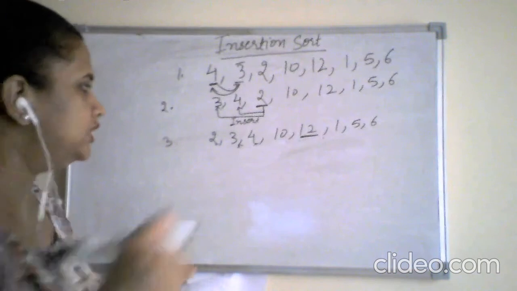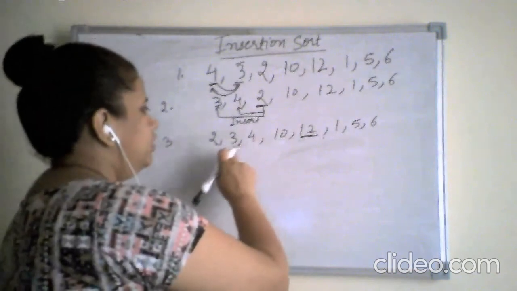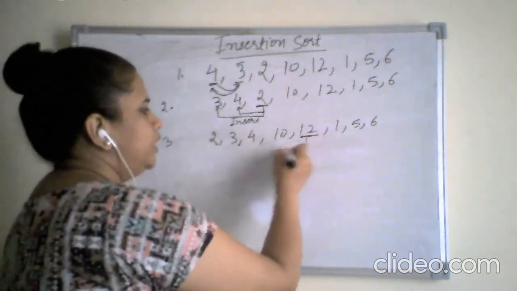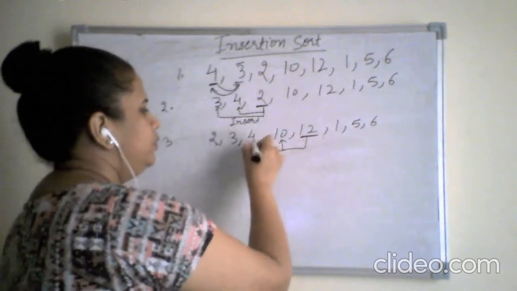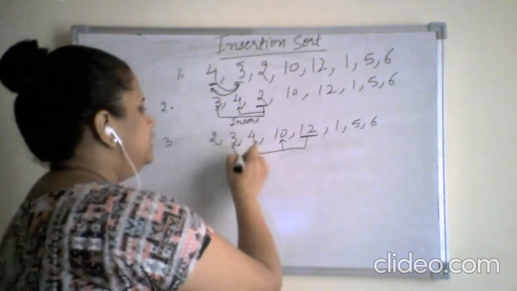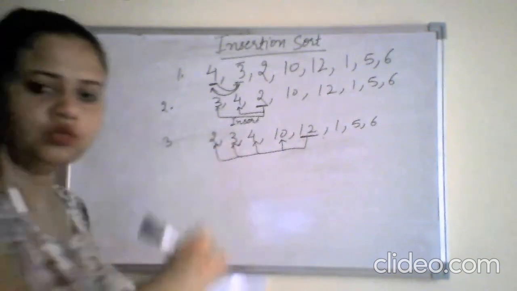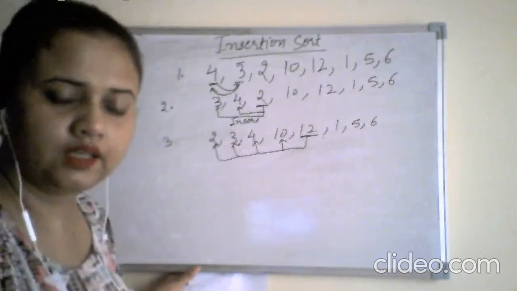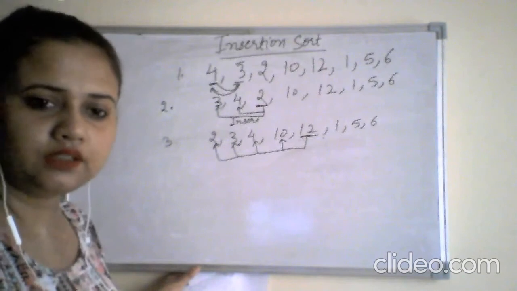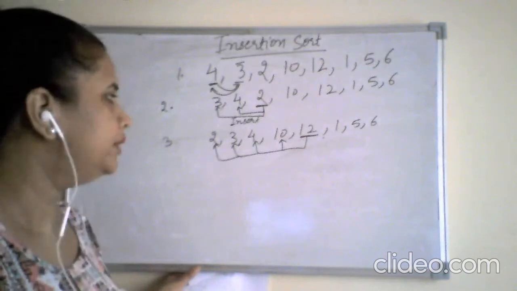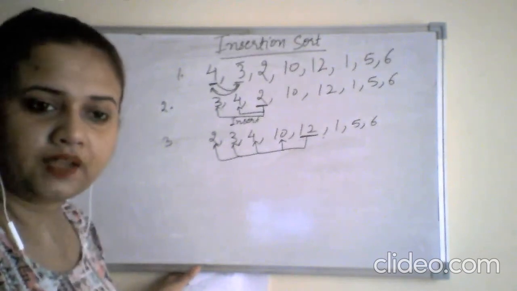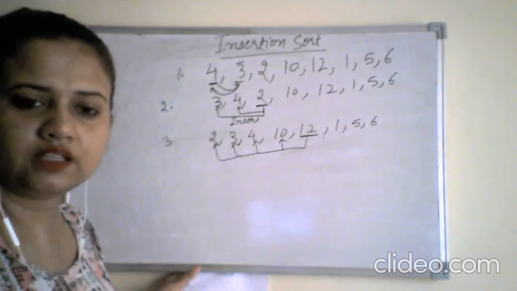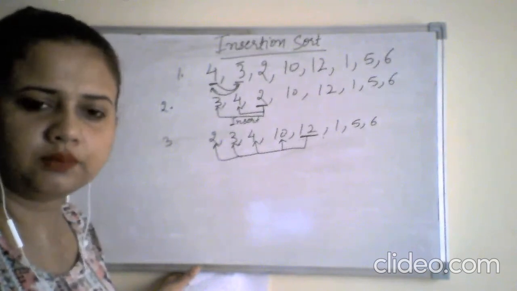Now what is the procedure that we have to follow? I will be comparing 12 with 10, with 4, with 3 and with 2. So I will be comparing 12 with every other data element present in my sublist. Once I am done with the comparison and I can see that 12 is greatest out of all the other sub elements in my data.